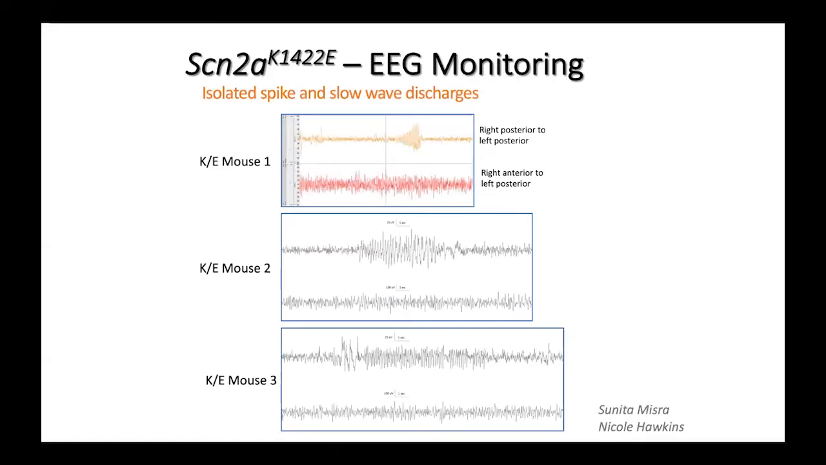So what does that do in the brain? We do things that are similar to what you do in the clinic. So one of the things we do is video EEG monitoring. And this is done by Sunita Misra with some help from Nicole Hawkins. And it's really in the preliminary stages, but there are definitely some interesting patterns emerging. She identified some epileptiform discharges, which are isolated spike and slow wave discharges. And these are just representative of 3 different mice, so it seems to be a reproducible phenotype.